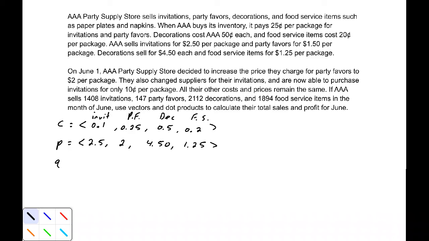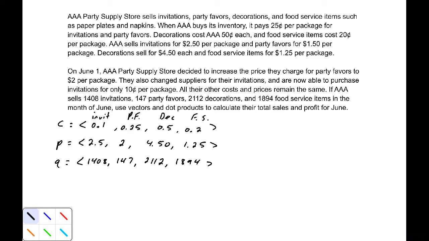Finally, we have some information that's quantities, the amount they're selling. The amount they've sold of invitations is 1,408. Party favors is 147. Decorations are 2,112. And food service items, 1,894. That's my final vector.